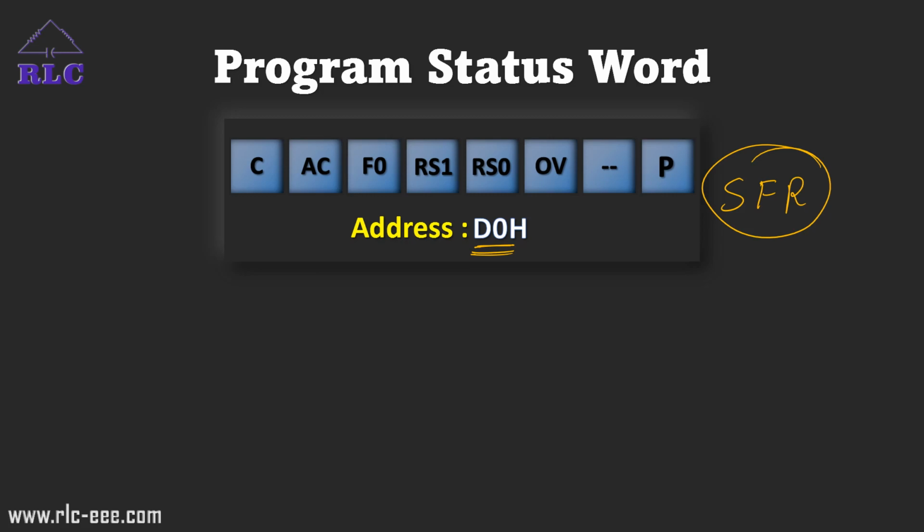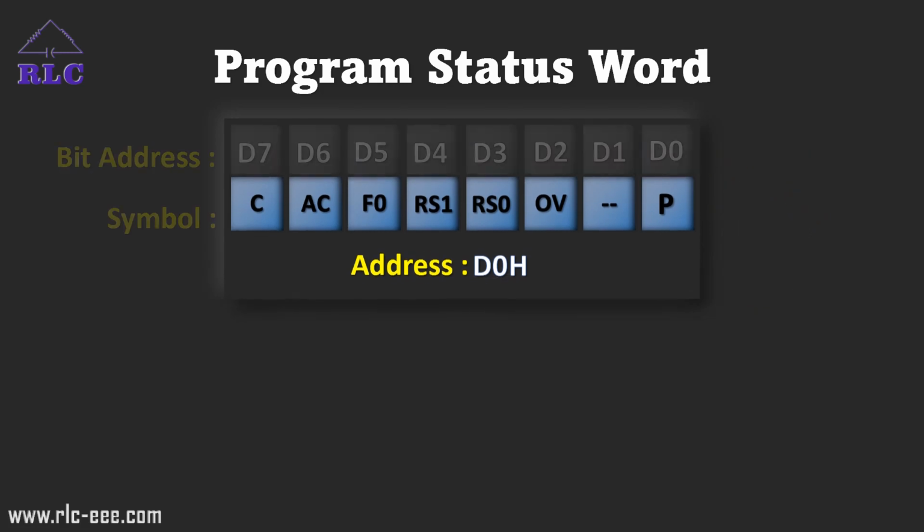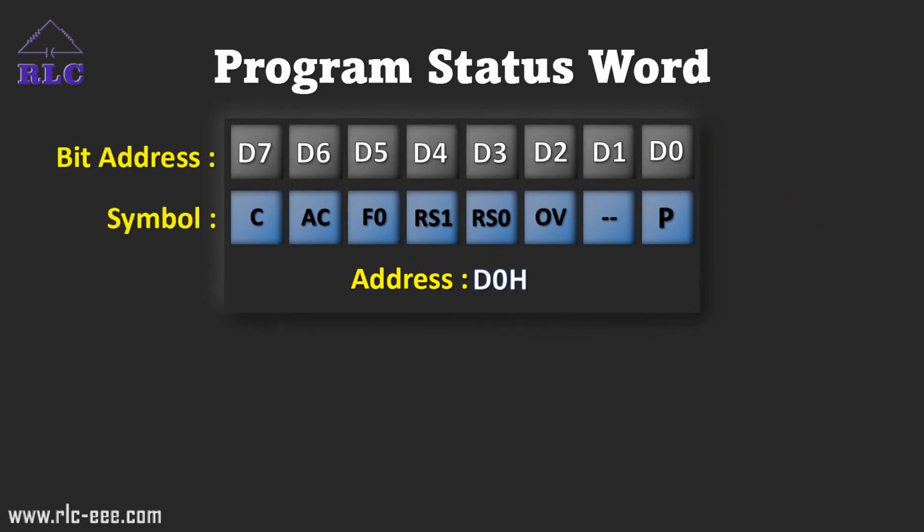So we can say that the program status word can be accessed by its byte address, or it can be accessed by its name, that is PSW. It is also a bit addressable register. The bit address of the program status word starts from D0H and it ends at D7.